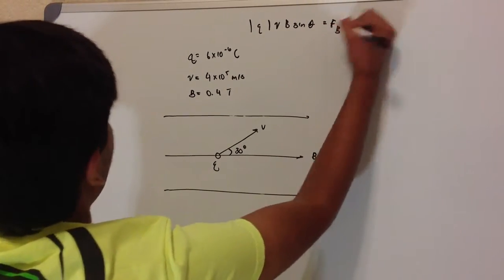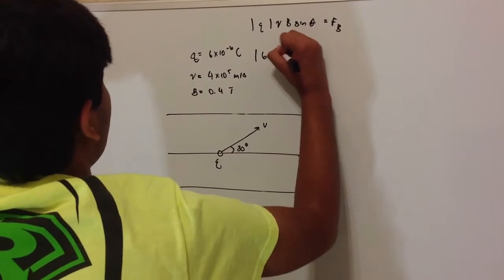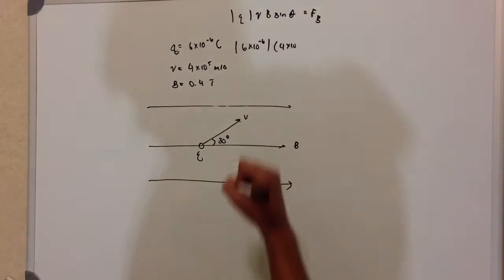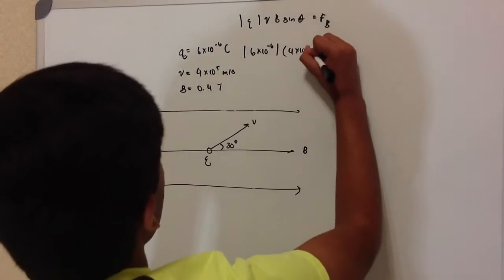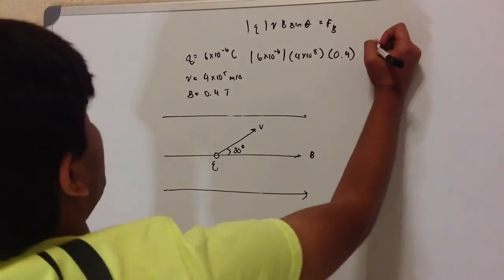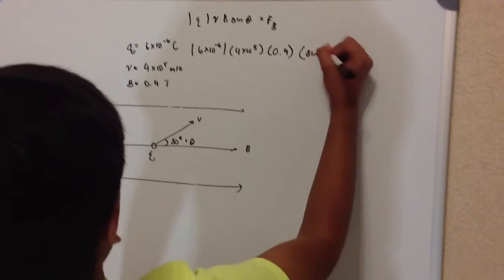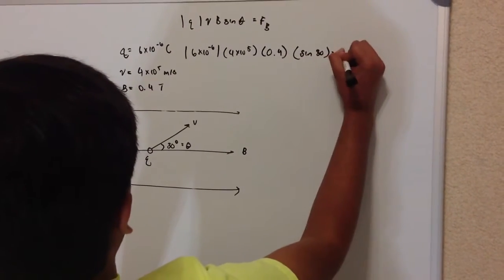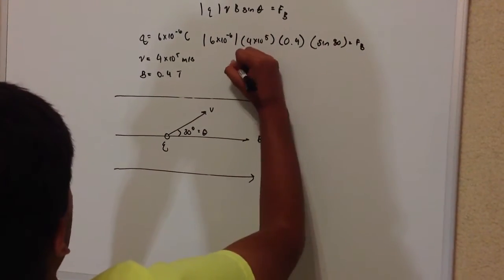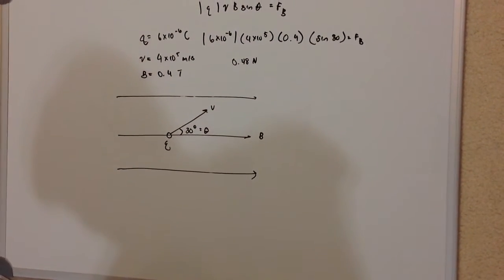As we previously know, the equation is absolute value of Q times velocity times B sine theta equals force of magnetic field. We just apply this here. So now the absolute value of Q, 6 times 10 to the power of negative 6, times velocity, 4 times 10 to the power of 5, times the value of the magnetic field, times sine 30, equals force of the magnetic field. When you plug all this in, the force of the magnetic field is 0.48 newtons. But which way does it go?